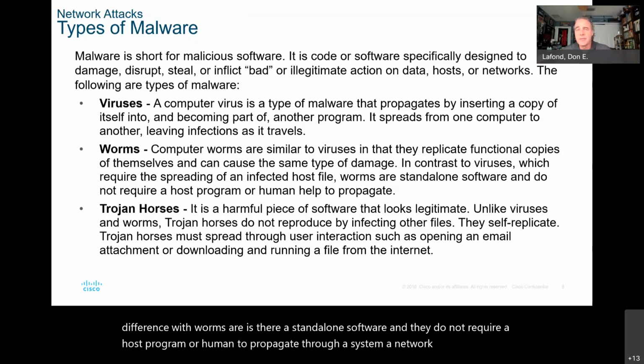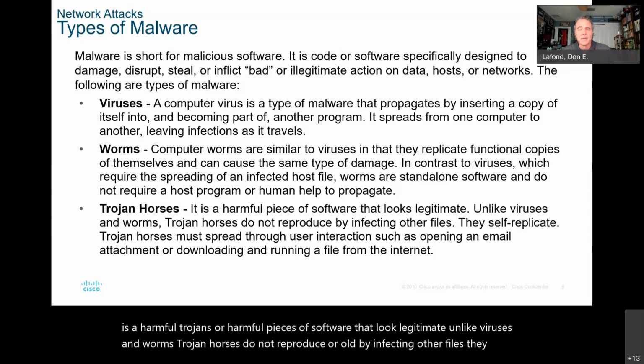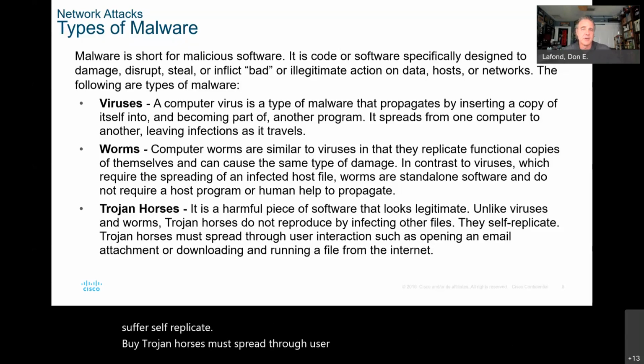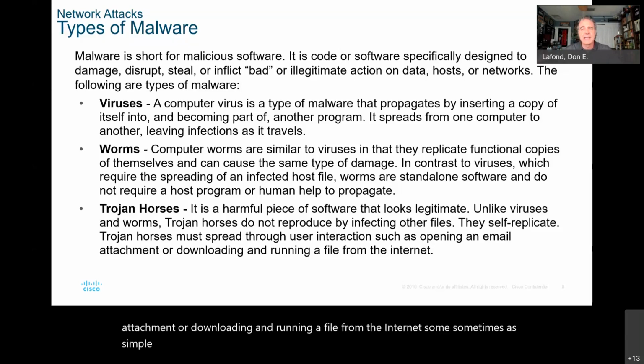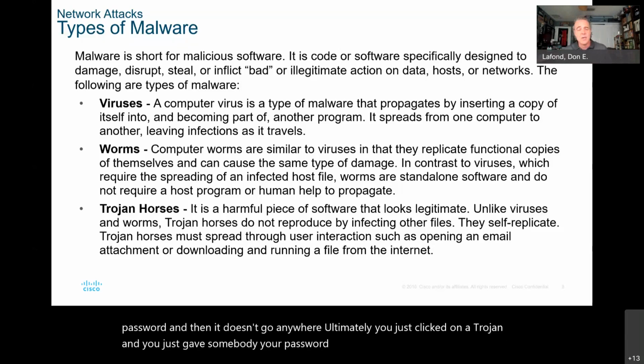Trojan horses. Trojans are harmful pieces of software that look legitimate. Unlike viruses and worms, Trojan horses do not reproduce by infecting other files. They do not self-replicate. Trojan horses must spread through user interactions such as opening an email attachment or downloading and running a file from the internet, or sometimes as simple as clicking on a link, and then it looks legitimate. You enter your sign in and password and then it doesn't go anywhere. Well, ultimately you just clicked on a Trojan. You just gave somebody your password that's immediately sent to whoever created the Trojan, and now they have your sign in and password. Could be something as simple as that.